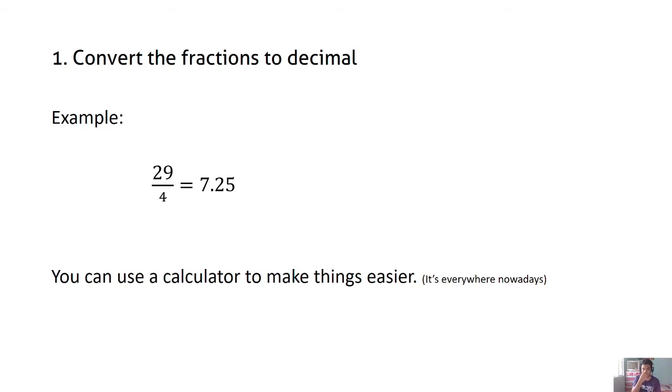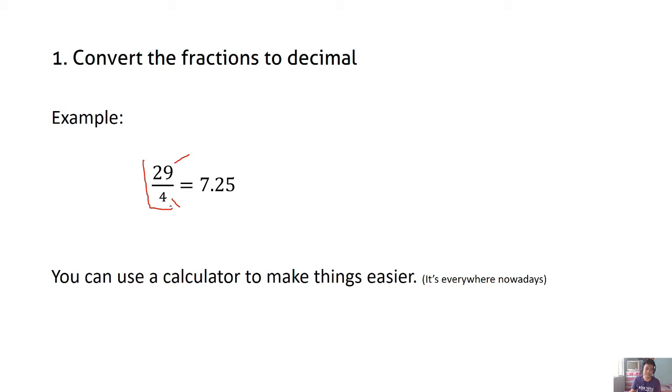The very first step is to convert the fraction into decimal. This is very easy. I have given an example. You can see on the screen we have a 29 over 4 fraction. Let's go. So we have a fraction here, which is 29 over 4. To convert this fraction into a decimal number, you just need to divide the numerator by the denominator. So that's 29 divided by 4.